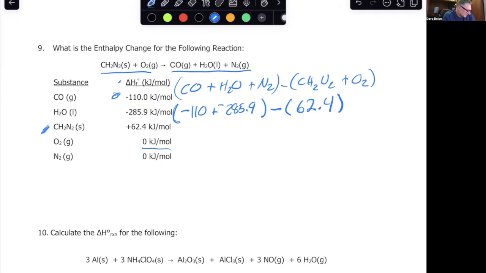I'm going to let you put this in the calculator. Put negative 110 plus negative 285.9 subtracted from, so put that in parentheses so the calculator knows that you want the total of the final minus the initial. So let's move on.